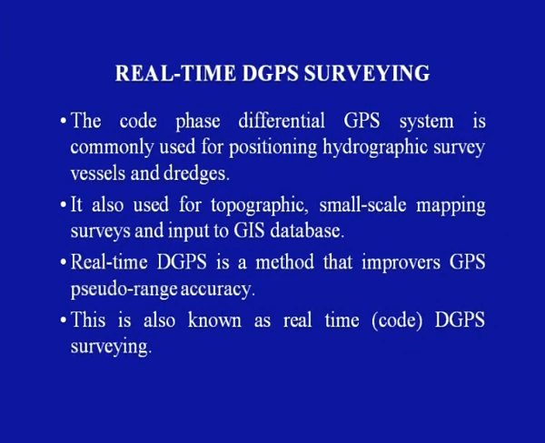The code phase differential GPS system is commonly used for positioning hydrographic survey vessels and dredgers. It is also used for topographic small scale mapping surveys and input into GIS databases. Real time DGPS is a method that improves GPS pseudo range accuracy. This is also known as real time DGPS surveying. So, let us look at real time DGPS surveying.